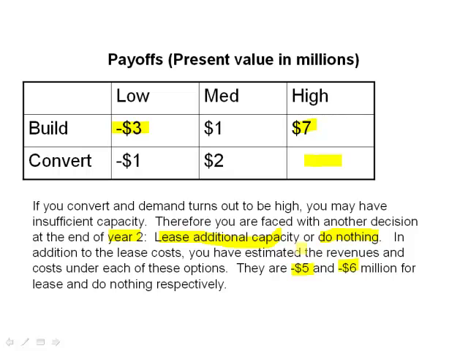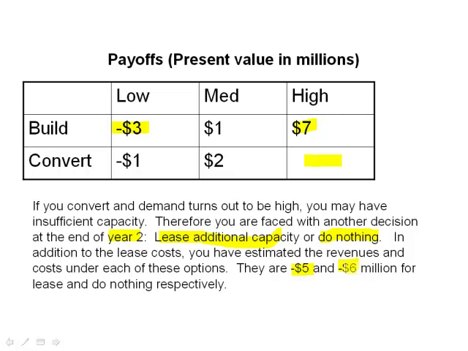So if we converted and lived with that for 2 years, and then we leased for years 3, 4, and 5 in a situation where demand is high, the net present value of that is negative $5 million. Again, if we convert the facility and demand turns out to be high, and we live with that for the first couple of years, and then we do nothing, we basically stick with that for years 3, 4, and 5.